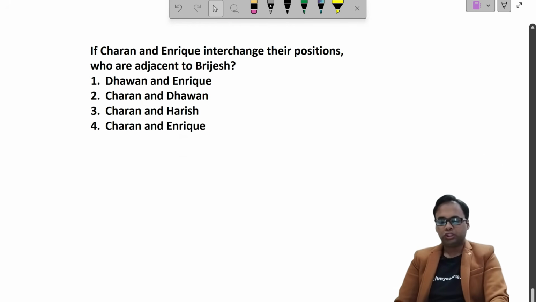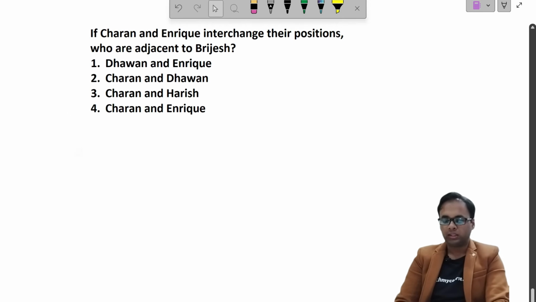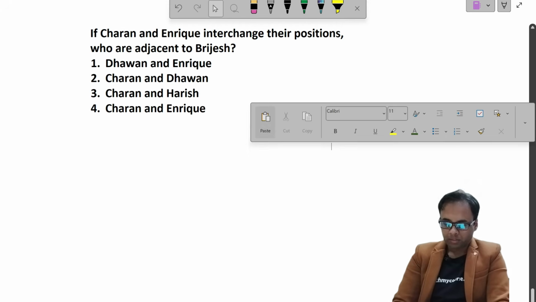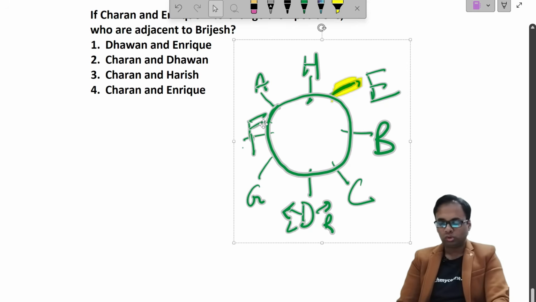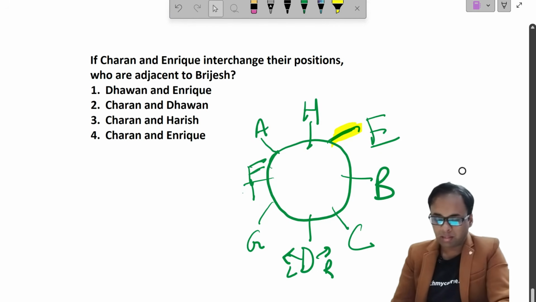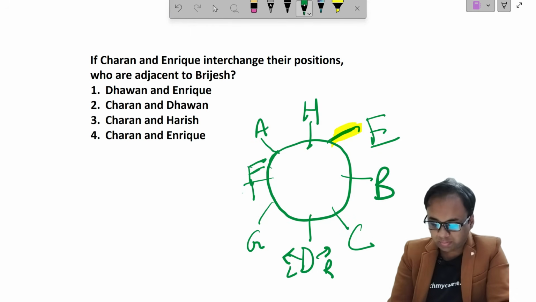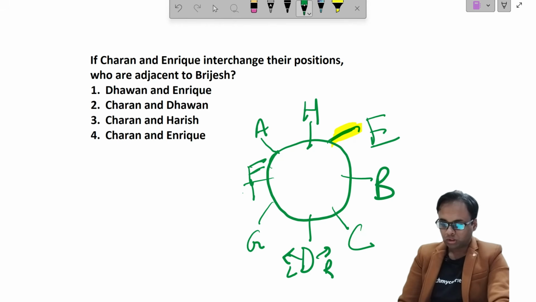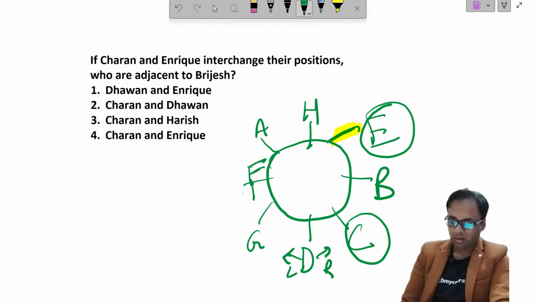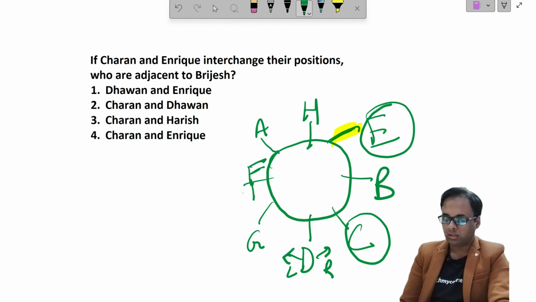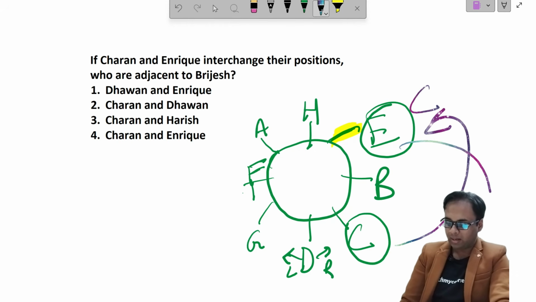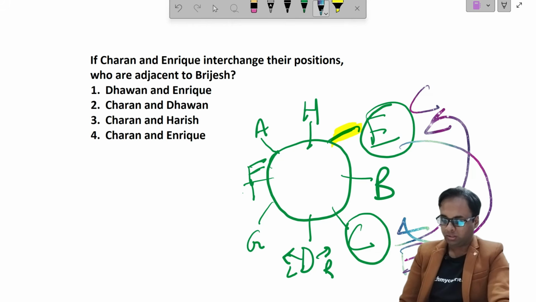This is the question: if Charan and Enric interchange their positions, who are adjacent to Brijesh? It becomes easy once you have the entire puzzle solved. This is the solution which we have made. If Charan and Enric interchange their positions, what happens? Who is adjacent to Brijesh? Brijesh is sitting in between. So even if they interchange their positions, Charan goes over here and Enric goes over here. Even in that situation, B is sitting here in between.